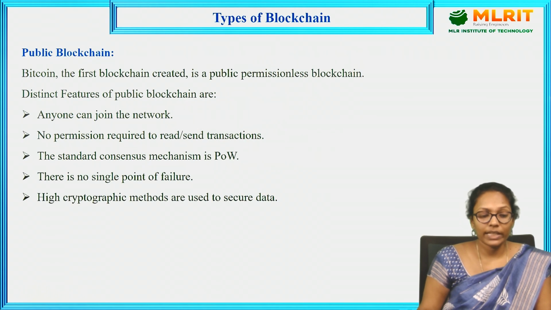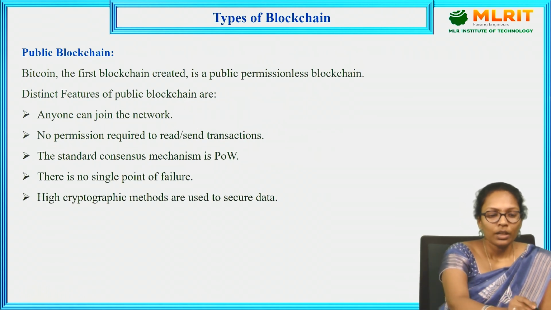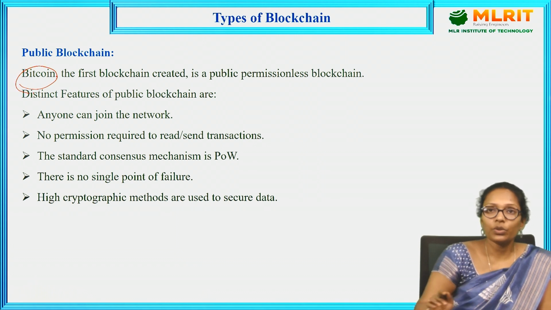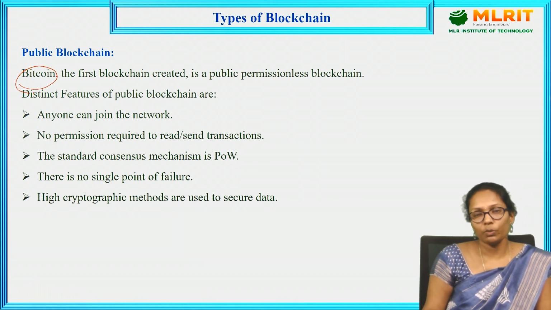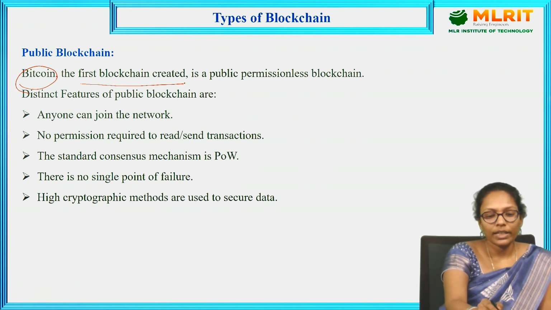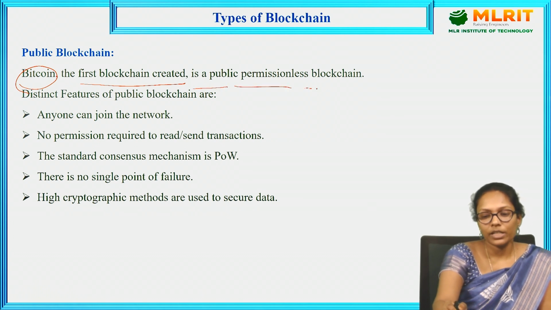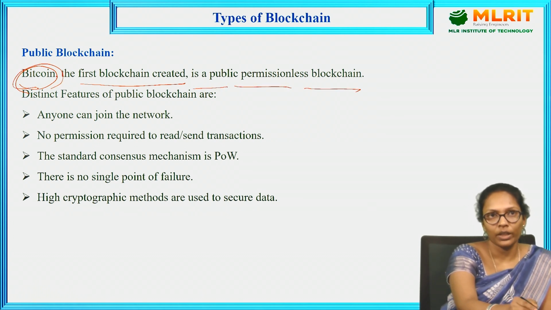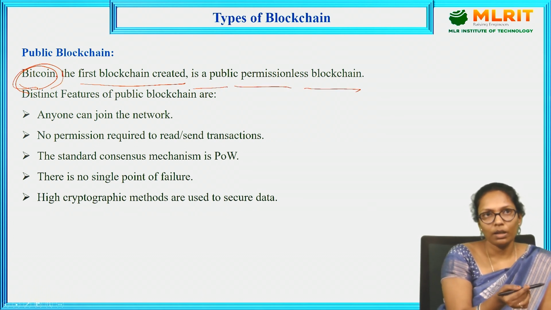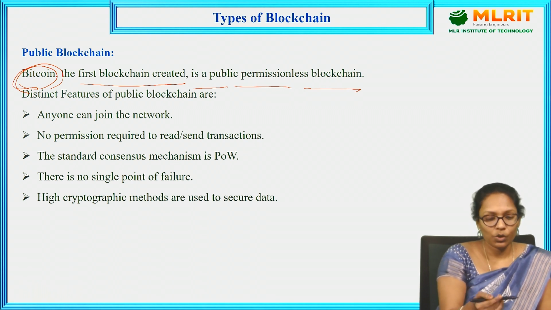The first one is the public blockchain. The first public blockchain network is Bitcoin. We know the first application of blockchain is also Bitcoin. The first blockchain created is a public permissionless blockchain, that is Bitcoin. What are the features of this blockchain? The public blockchain is open, anyone can join. And we'll also see other features.